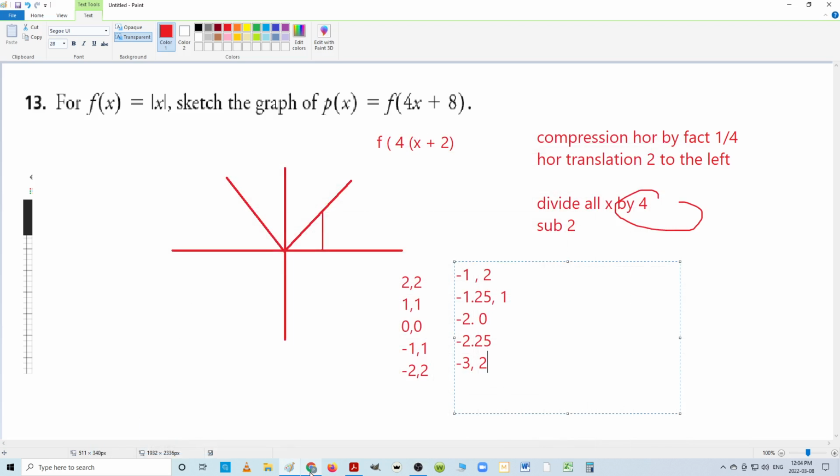Let's see. So, divide by 4, subtract 2. Got it right. Divide by 4, 0.25. Subtract 2. Got it right. Divide by 4. Oh, this one's not. That's divide by 4 is 0.5 and subtract 2. So that should be that one. Divide by 4 is a quarter. Yeah, this should be negative 0.75. So I did a lot of arithmetic errors. Divide by 4 is a quarter, and then subtract 2. This should be negative 1. I did a ton of arithmetic errors, sorry. I was dividing by 2 instead of 4. So redoing that.